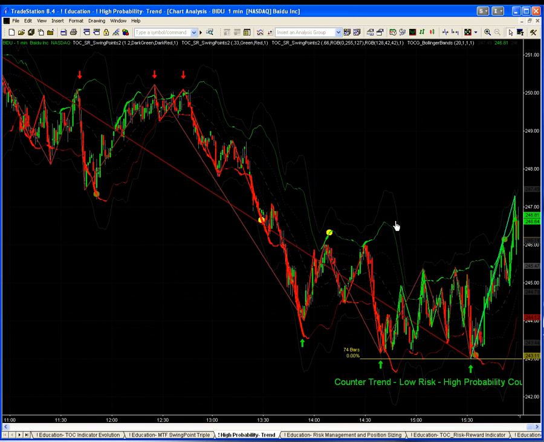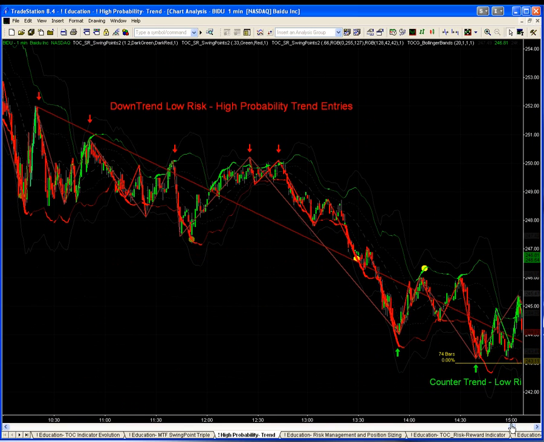Now, the third example is a Bollinger Band. Now we can take the extremes of the Bollinger Band. We could get in there on the extreme of a Bollinger Band, there on the extreme of a Bollinger Band, there, and there, all into this downtrend.